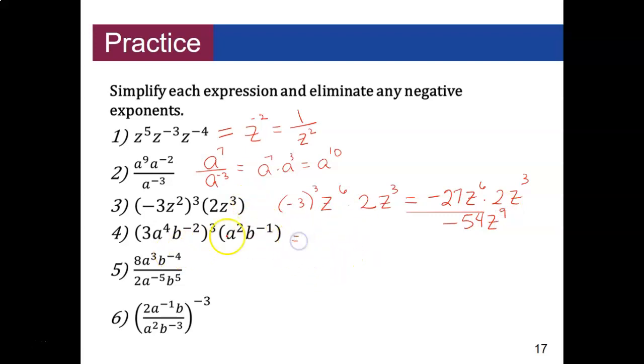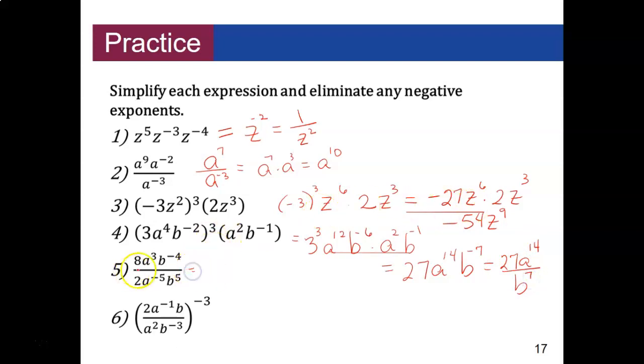Okay, if we simplify this one here, we're going to distribute the 3 through. So it'll be 3 to the 3rd, a to the 12th, b to the negative 6. So we're just multiplying our exponents. We'll multiply that by a to the 2nd and b to the negative 1. Okay, so here we'll have 27. Combine the a's together and we'll have a to the 14th, and then we'll have b to the negative 7th. We know that we can't leave a negative exponent, so we'll have a to the 14th over b to the 7th.